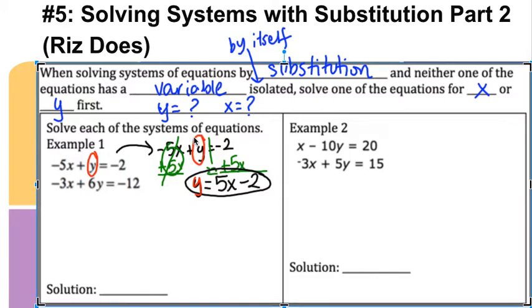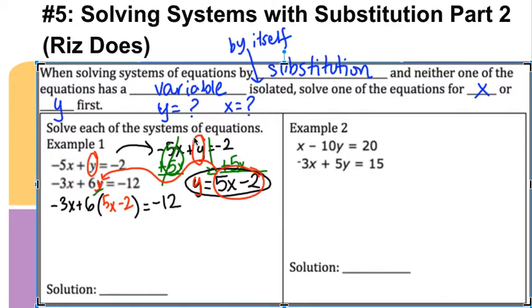So now that I have that, now I can just follow the steps from homework number 4 and substitute this y, this value of y, into a second equation for this y. Okay, so let's go ahead and do that. So I'm going to rewrite negative 3x plus 6, but instead of y, I'm going to write 5x minus 2, and just keep writing equals negative 12.